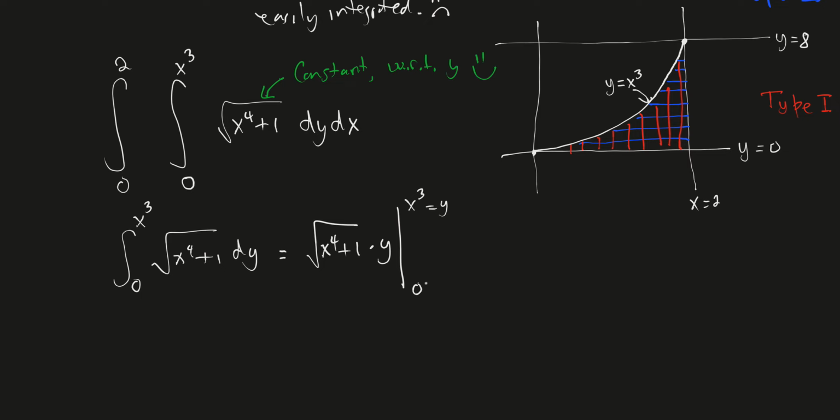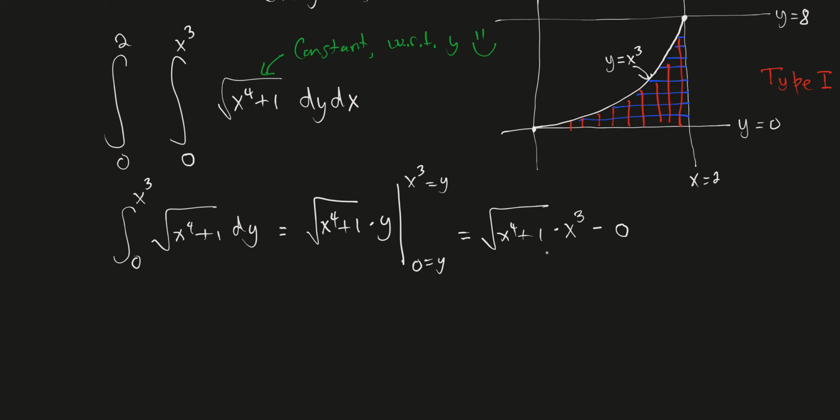Remember, these are y limits now. So we're going to plug the upper limit in for y. So we just have that square root times the x cubed. I'm going to put the x cubed first. Actually, let's go ahead and put the square root first. Let's do that, and then times x cubed. And then minus 0. So the nice thing is, with the lower limit of 0, the whole thing evaluates to 0. So there we go. All right. So now this is what we have to integrate with respect to x.